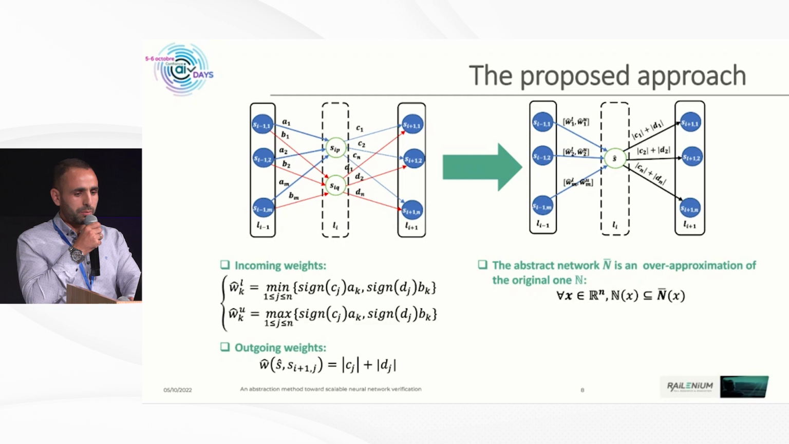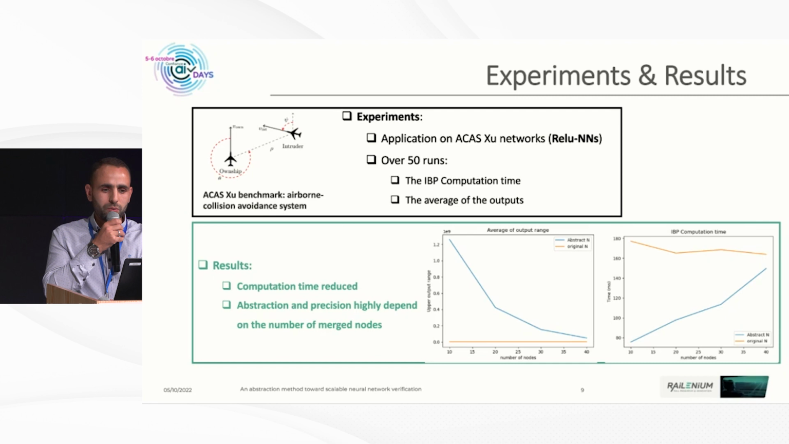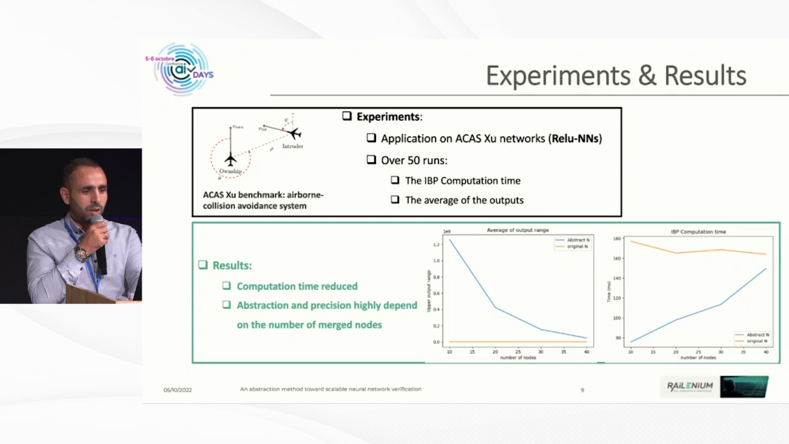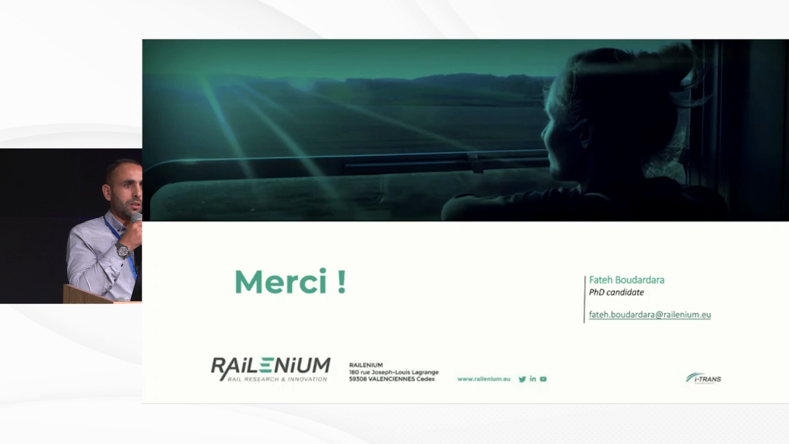We applied this on ACAS XU networks. This is a benchmark, and we calculate the output range along with the computation time. And we have noticed that this approach can help reduce the computation time with regard to the abstraction nodes. For further information and details, I look forward to seeing you at my poster.